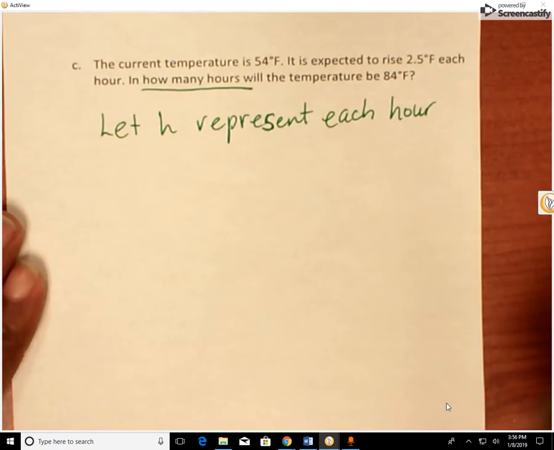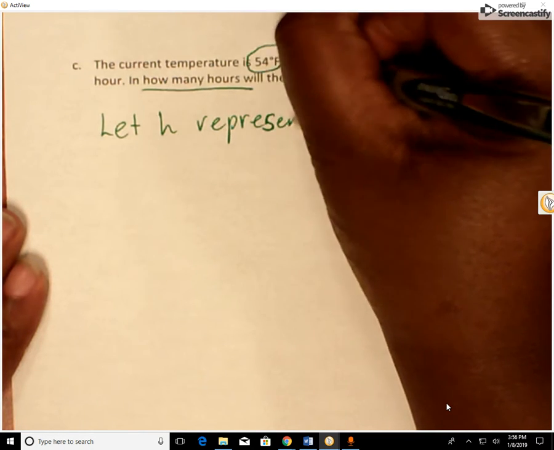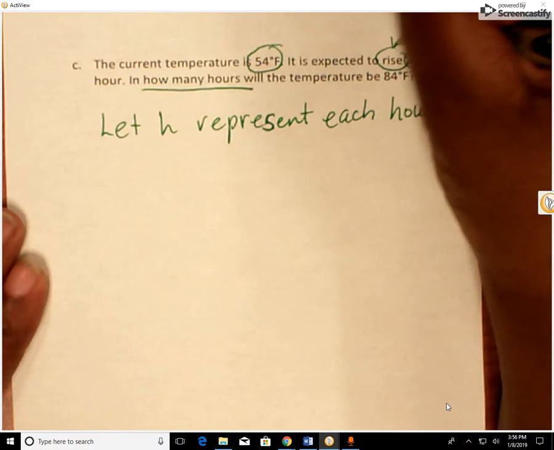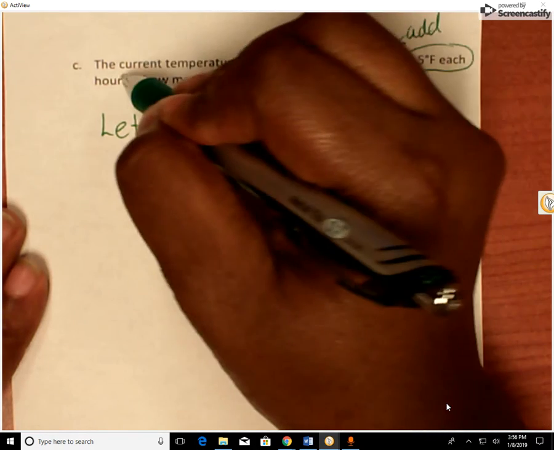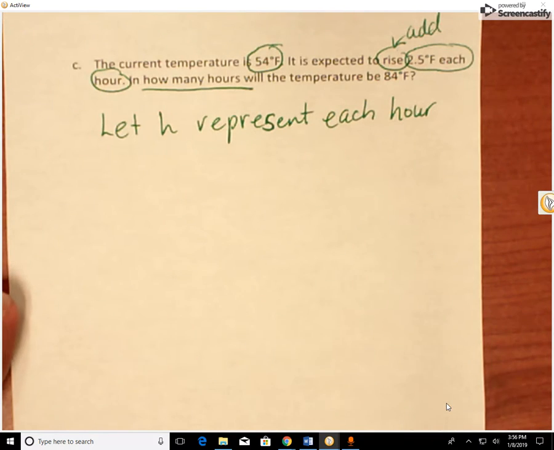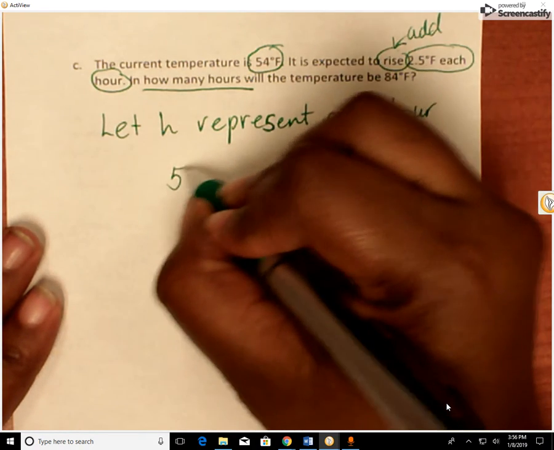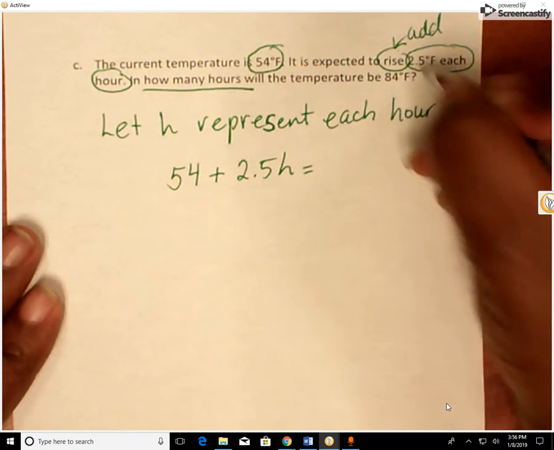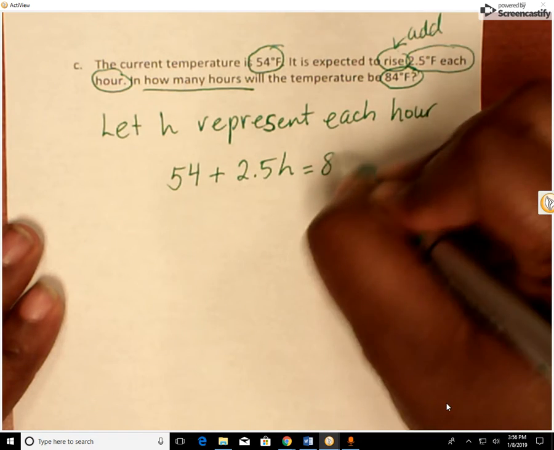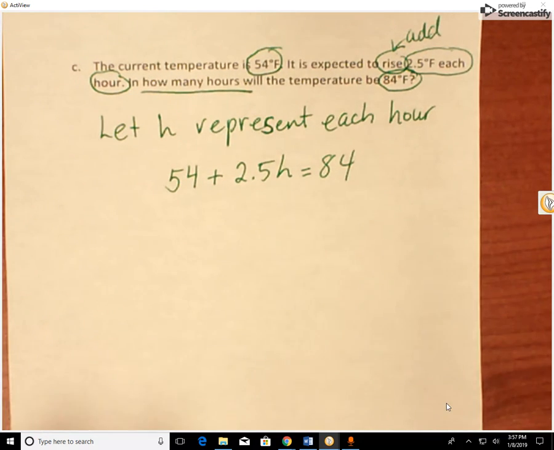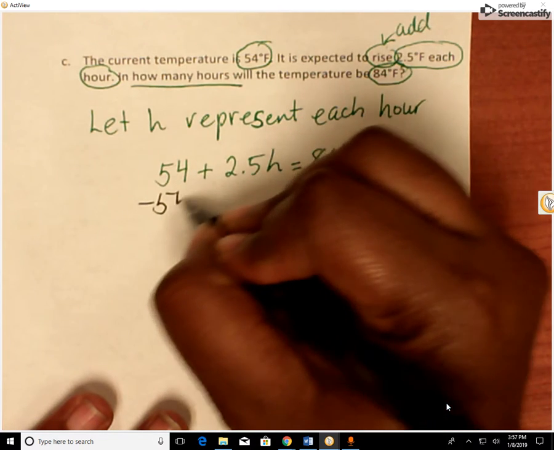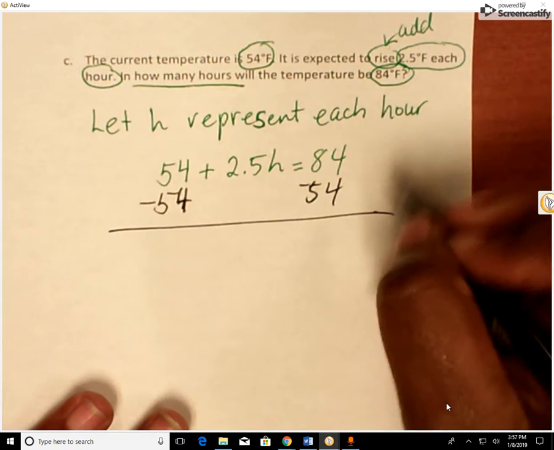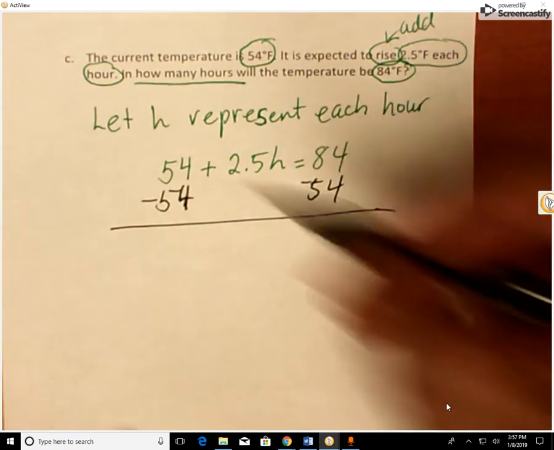All right. So now we have our current temperature, which is 54. We know that it rises. That's going to mean add. Each hour, 2.5. So 54 plus the 2.5H equals that 84 we need to get to. So the first thing you need to do is isolate your variable. How do we do that? Well, there's the variable. We got to move that 54. How do we move it? We have to subtract it from both sides.